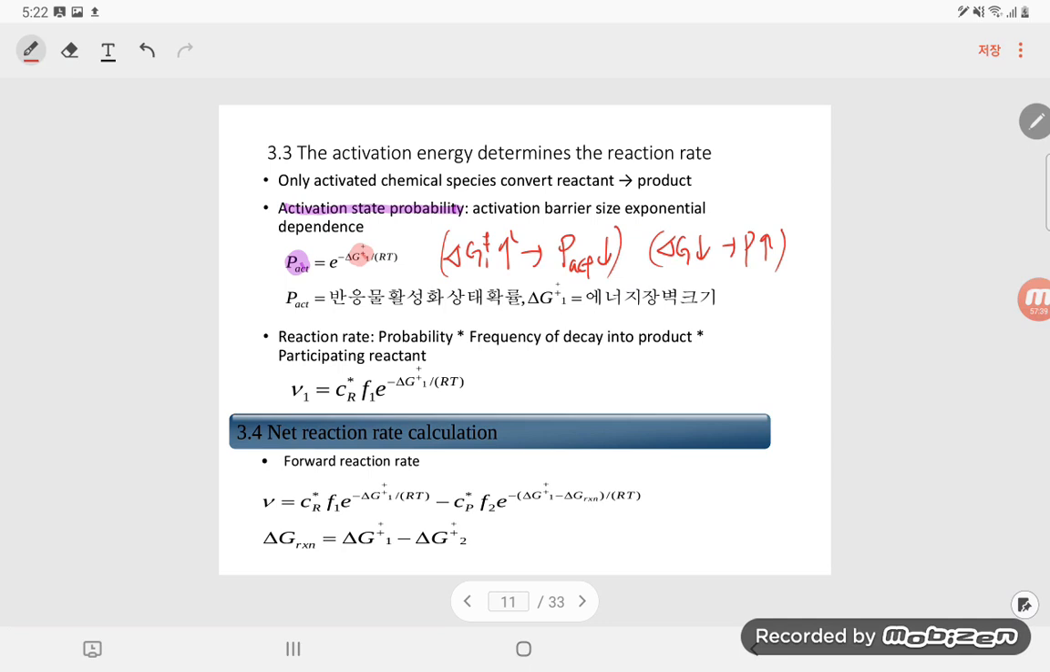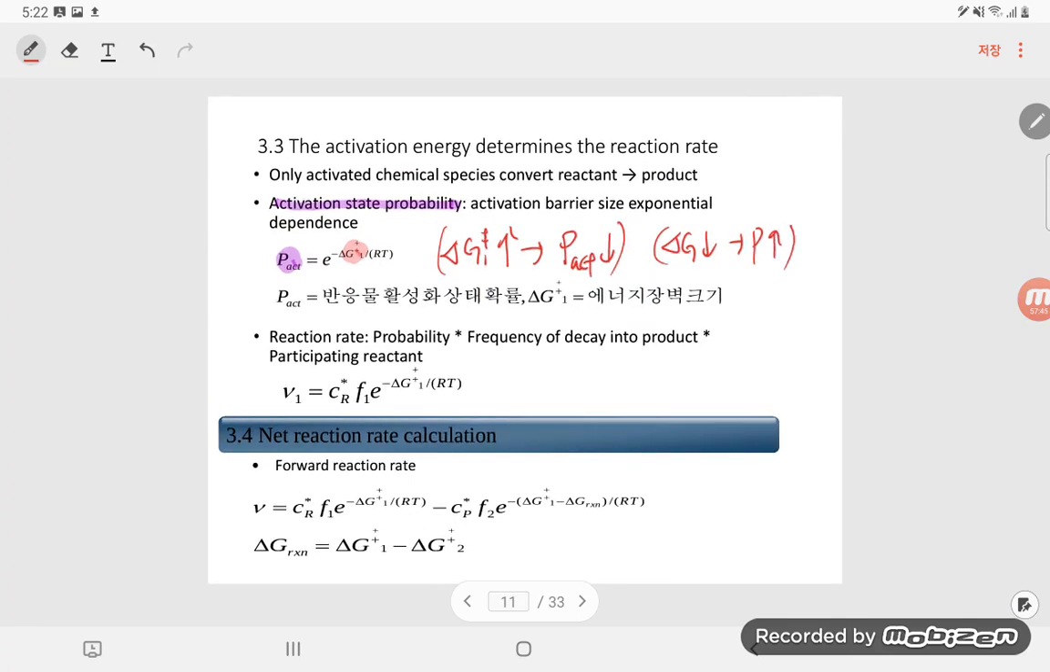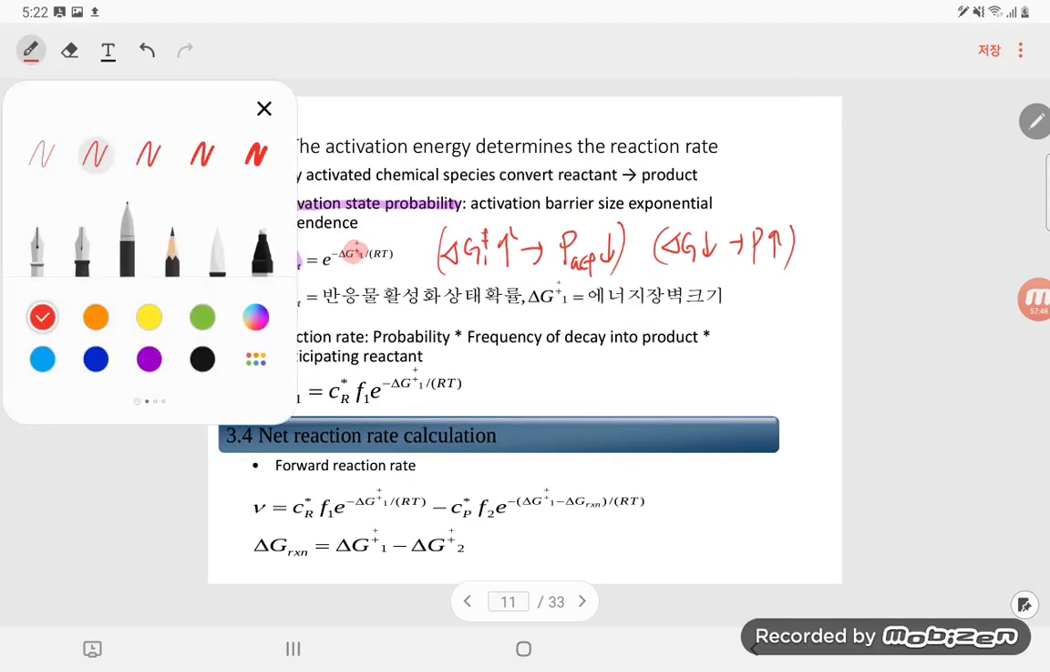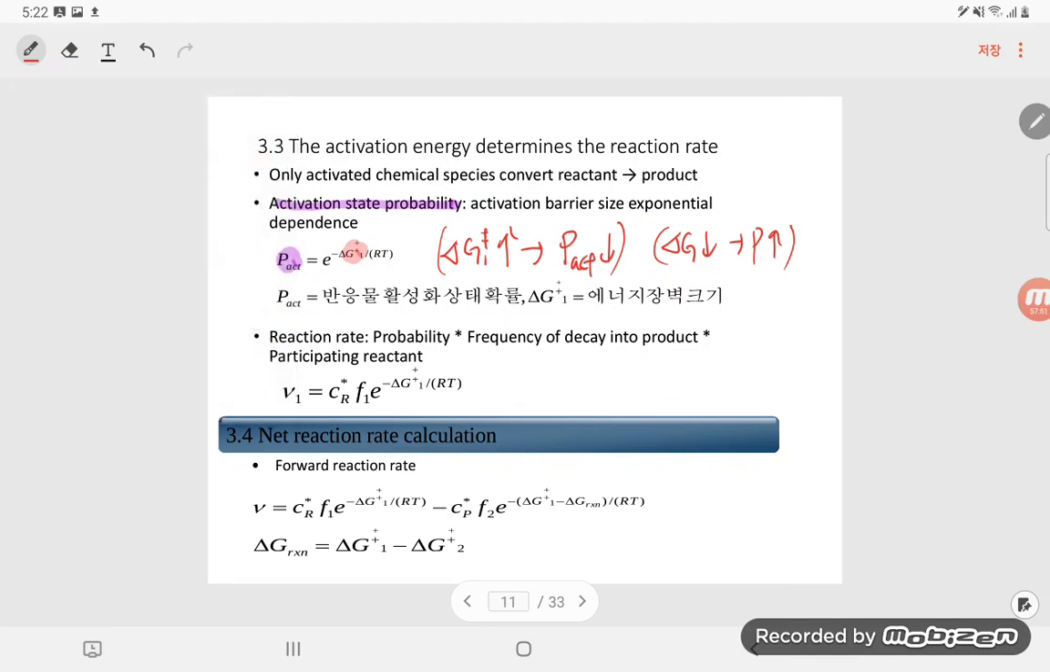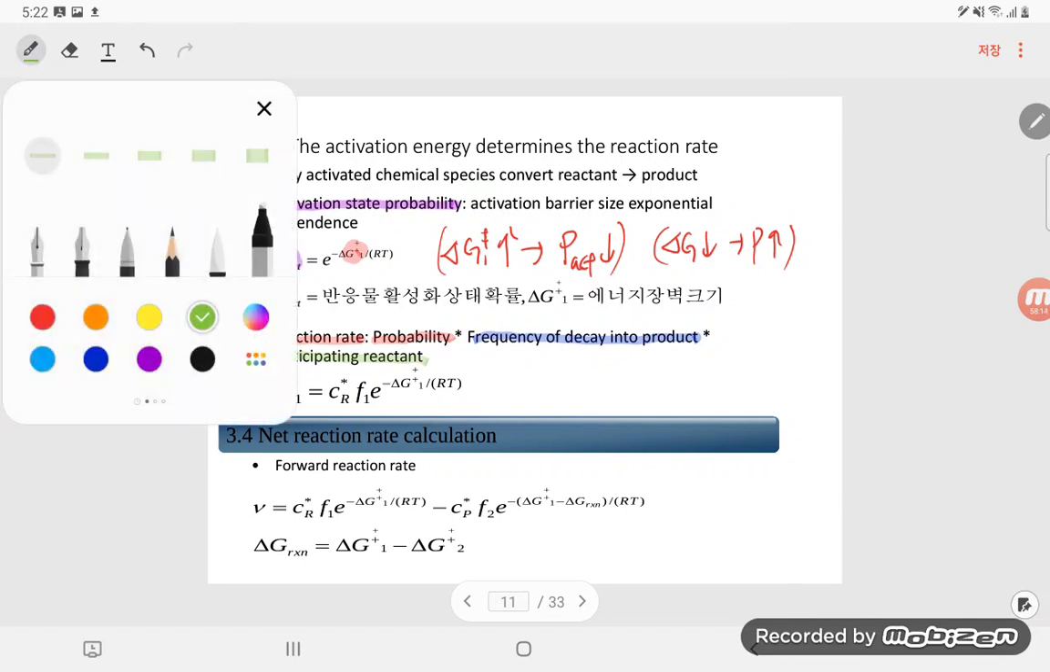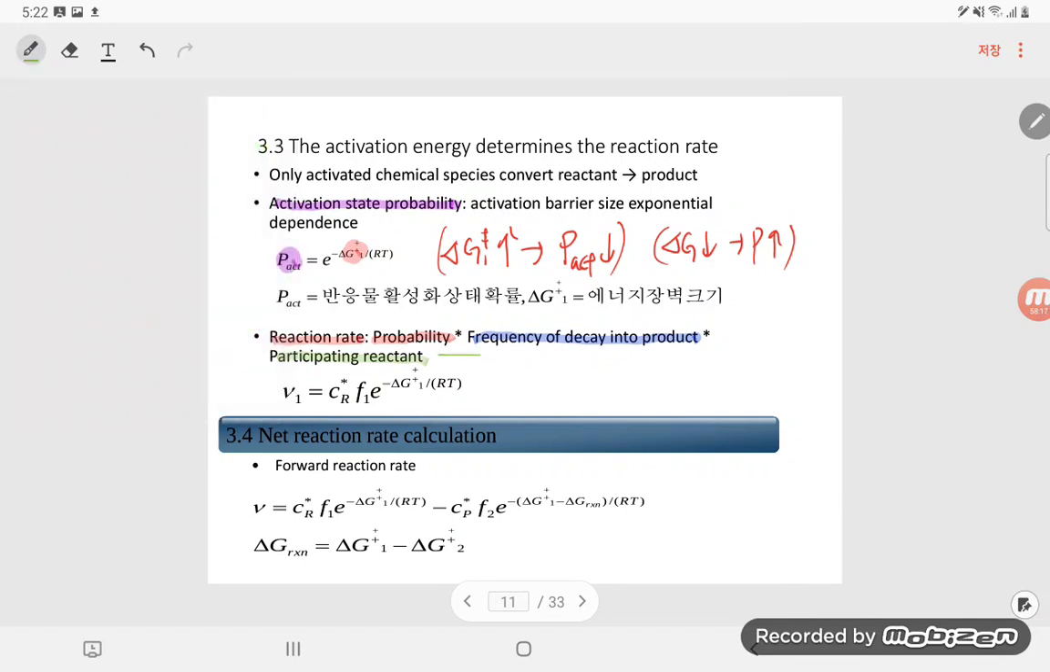So, this is the relationship between the activation barrier and probability, and the reaction rate can be expressed as the multiplication of three components. The reaction rate is proportional to the probability, right? And the frequency of decay into product, right? And the third one is the participating reactant. That means the concentration, right?